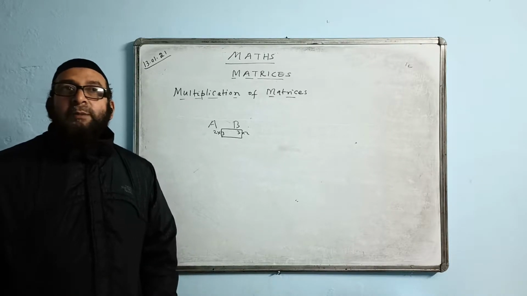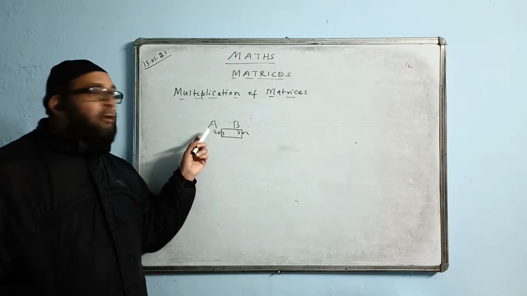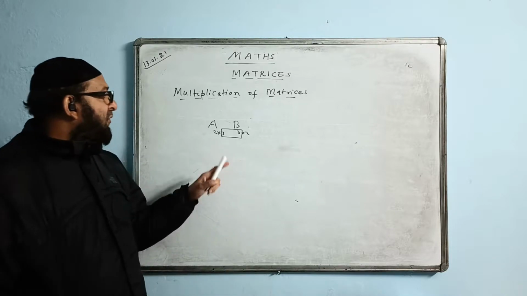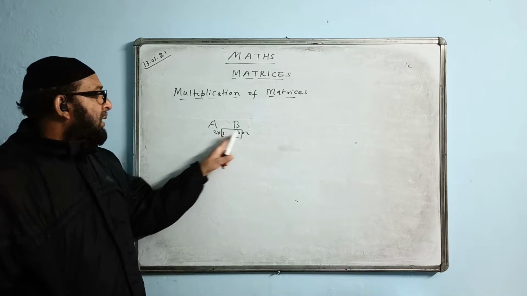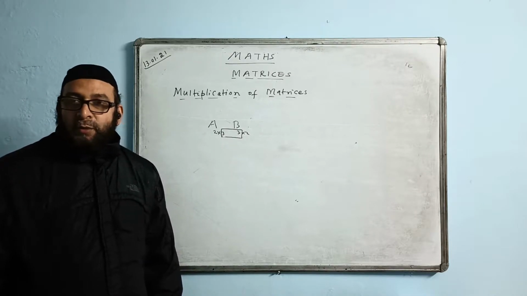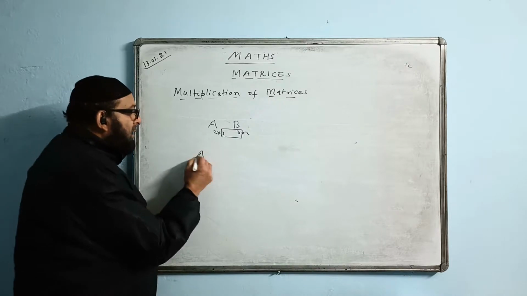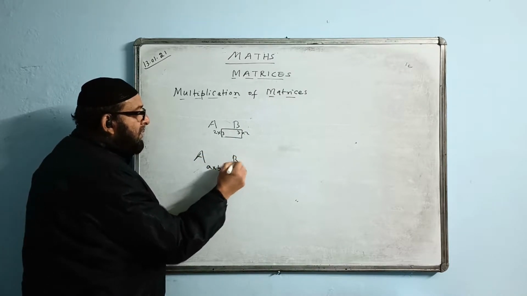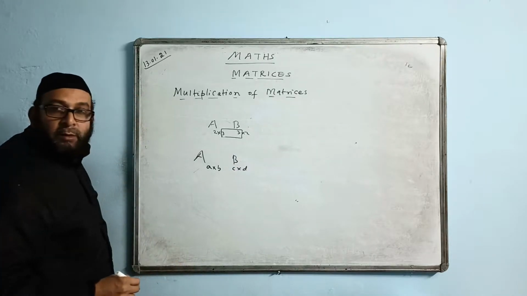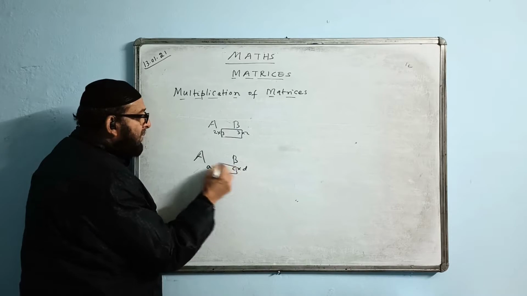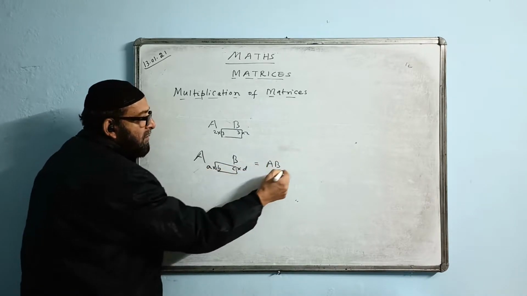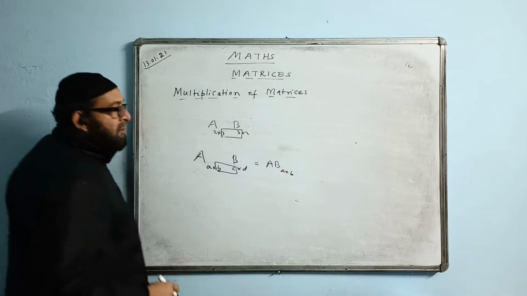How do we check whether they are possible or not? We'll find the order of both the matrices. If this and this number are equal, then only multiplication is possible. Otherwise, it is not possible. Suppose I have A in the order A cross B and B is another matrix, suppose C into D. B and C must be equal, then only we can multiply. And the answer AB will have the order of A into D.